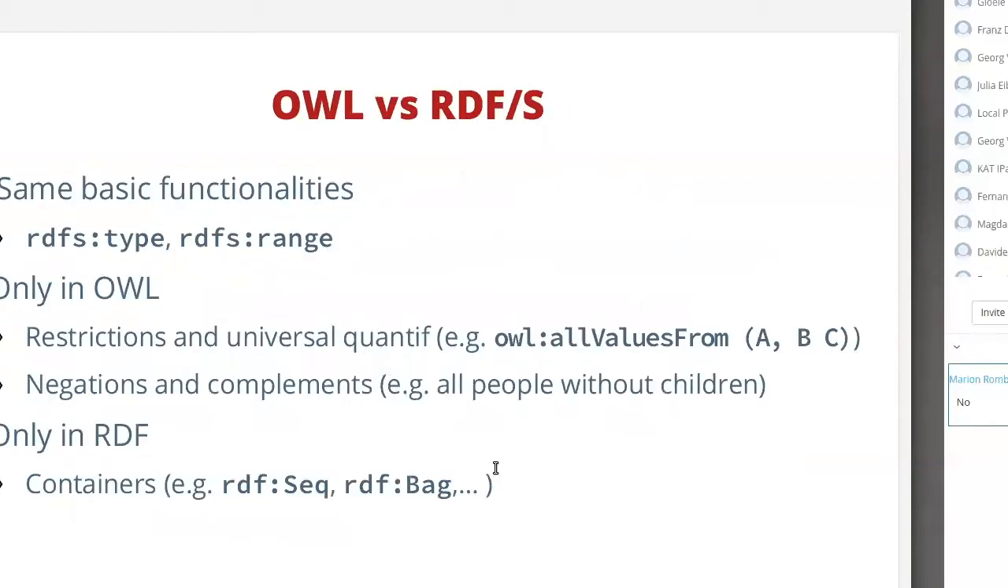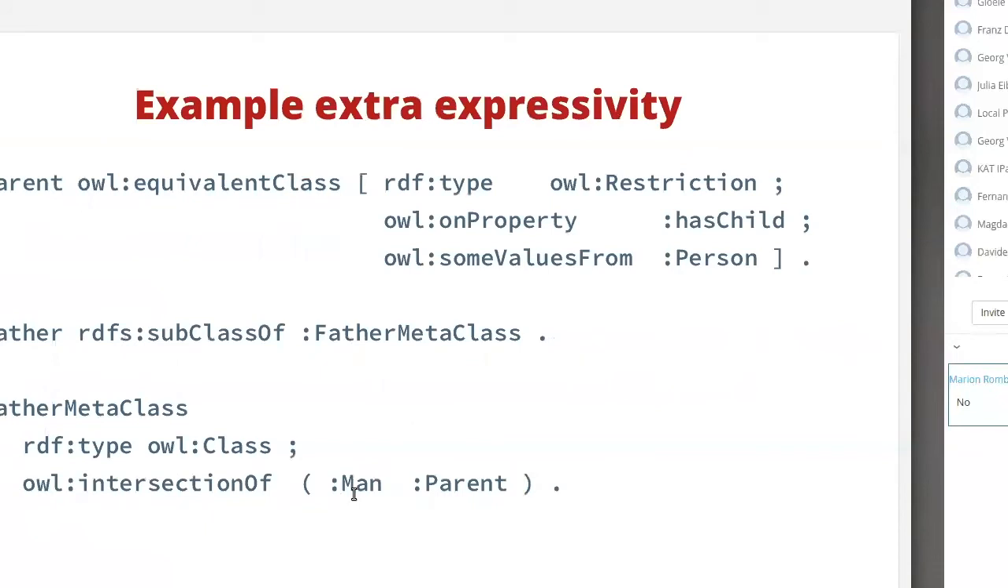So OWL has basically the same kind of functionalities that RDF schema has, plus it introduces restriction and universal quantifiers. We will see them in a second. And the ability to negate things. In RDF and RDF schema, you can only assert the positive things. You can say that things exist or that something is a subclass of. You cannot say this is a subclass of the people that have no children. That's not possible in RDF. There is no negation. However, you lose certain nice features like sequences or sets that are in RDF schema, but as I said, they cannot be expressed for theoretical reasons in OWL.